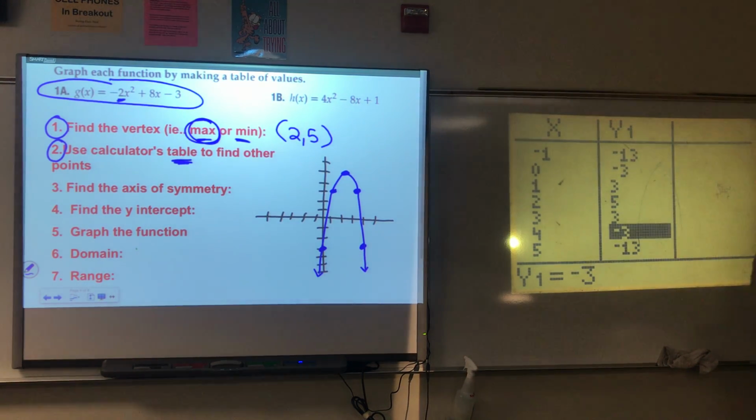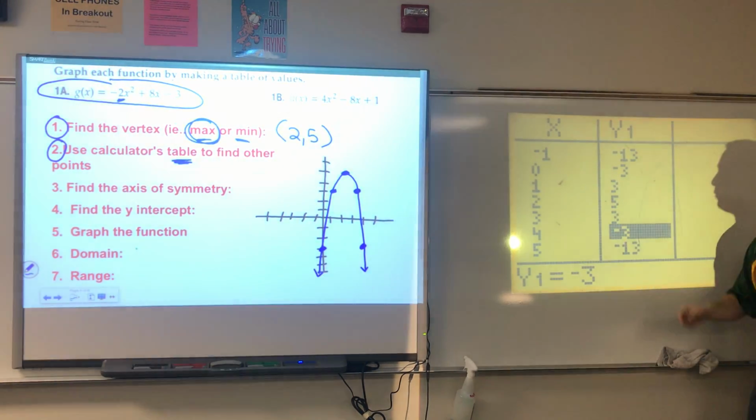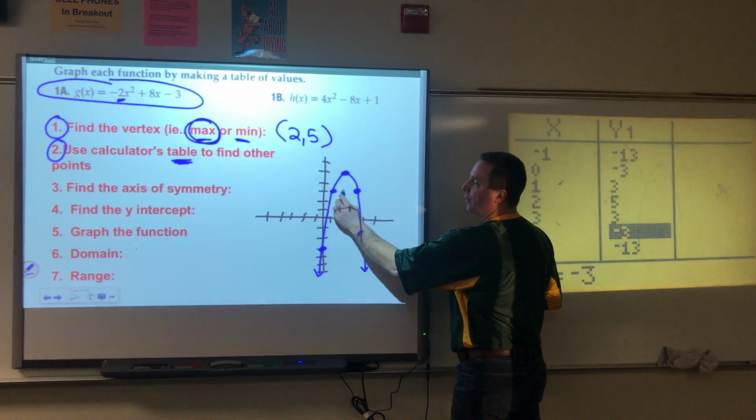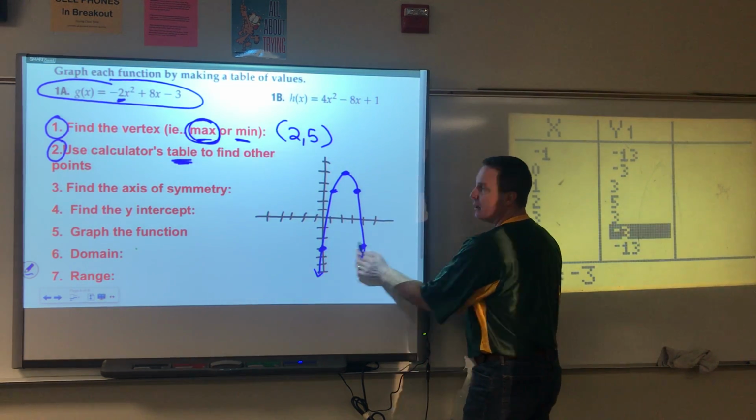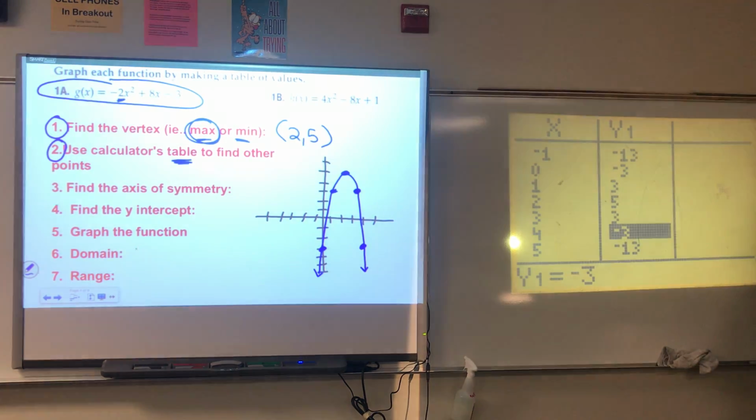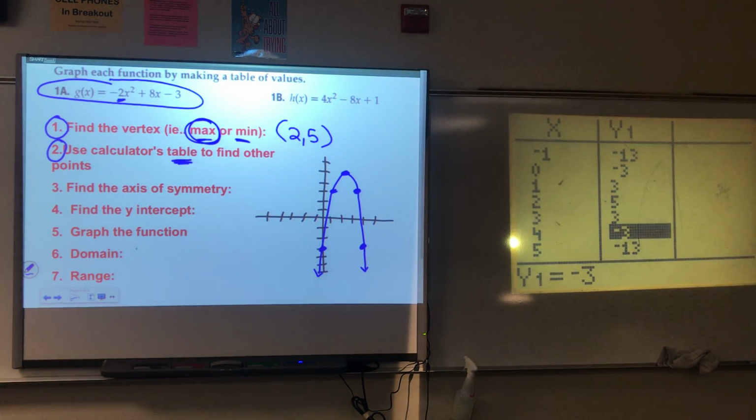A lot of times when you do these on your calculator and you find these points, they're going to have matching points right across from each other. Not always, but I'd say most of the time they have matching ones right across. And there's our graph.